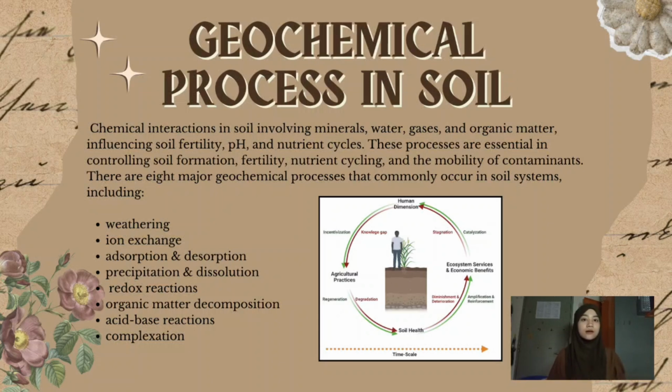Geochemical processes in soil refer to the chemical reactions and transformations that occur among soil minerals, water, gases, and organic matter. These processes play a crucial role in controlling soil formation, fertility, nutrient cycling, and the movement of contaminants in the environment. In total, there are 8 major geochemical processes that commonly take place in the soil system. These include weathering, ion exchange, adsorption and desorption, precipitation and dissolution, redox reactions, organic matter decomposition, acid-base reactions, and complexation.